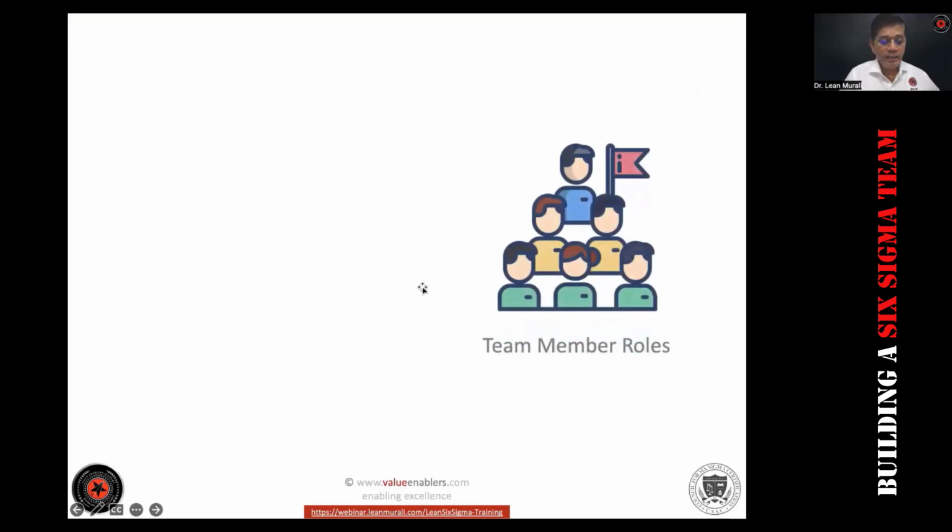Okay, let us go into the depth of the team member roles. All of you type TMR in the chat box. Before I start the team member roles, what are the typical Six Sigma roles that you have heard of? Just put it in the chat box. Good, thank you very much.